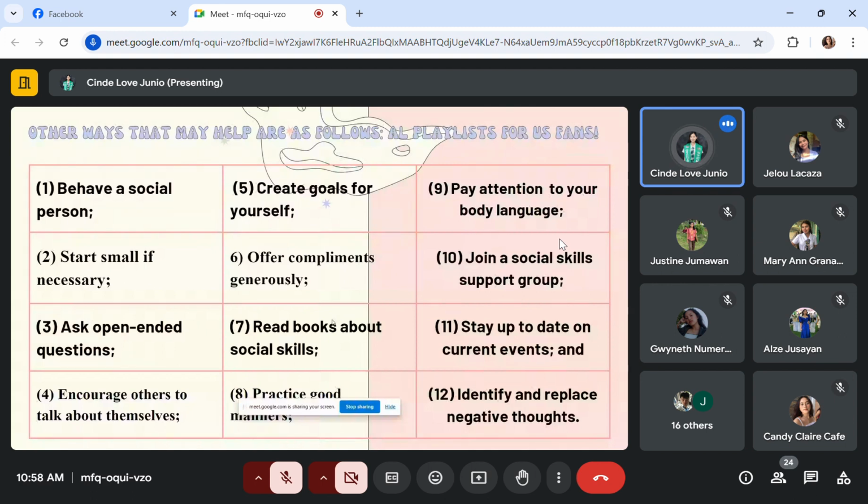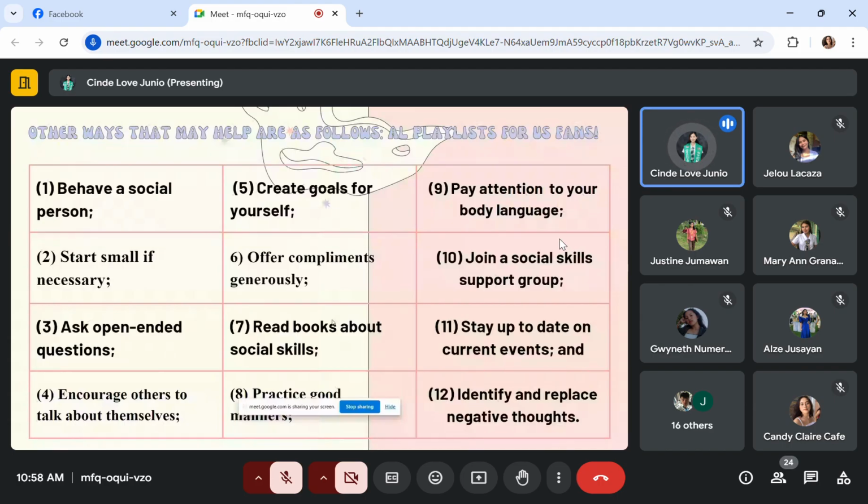Seven, read books about social skills. So learn from experts about how to improve interactions. For example, there are a lot of books that you can read about communication or emotional intelligence.